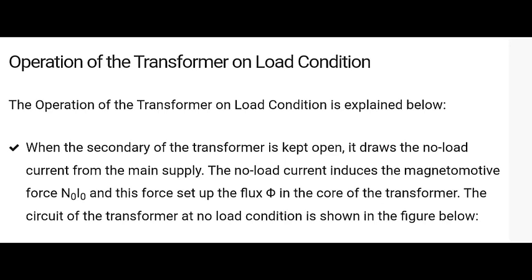Operation of the transformer on load condition. The operation of the transformer on load condition is explained below. When the secondary of the transformer is kept open, it draws the no load current from the main supply. The no load current induces the magnetomotive force N0 I0, and this force sets up the flux phi in the core of the transformer. The circuit of the transformer at no load condition is shown in the next figure.